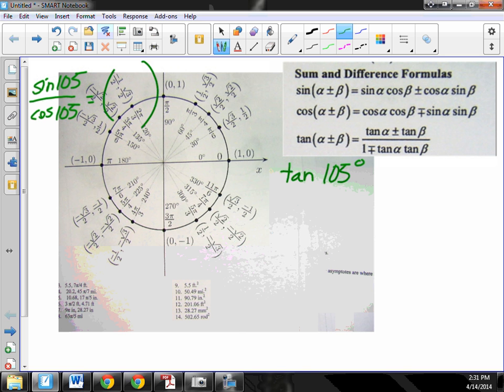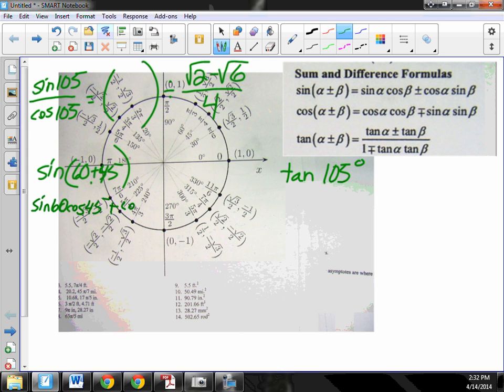So we're going to have something divided by root 2 minus root 6 over 4. Everybody okay with that? Now let's calculate the sine. So 105 was created using 60 plus 45. This is a sum formula. Is the sign in the middle positive or negative? On the sine formula, it stays positive. So sine of 60 cosine of 45 plus cosine of 60 sine of 45. Did I do that right? Yeah.